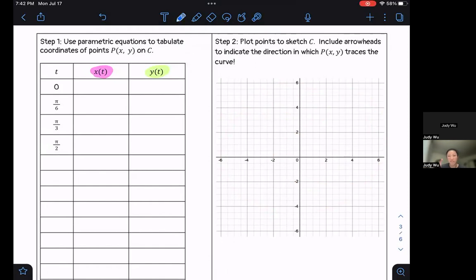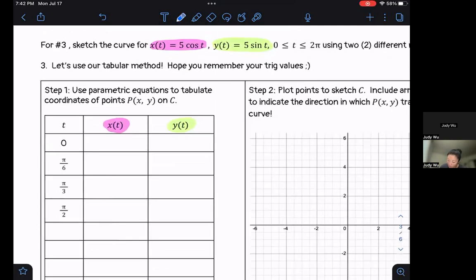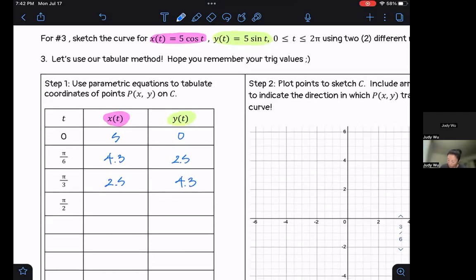Let's round to like 3 decimal places and see where that gets us. If we put in 0, we should get 5 for x and 0 for y. If we put in pi over 6, we should get 4.3 for x and 2.5 for y. If we plug in pi over 3, we should get 2.5 and 4.3. And if we plug in pi over 2, we should get 0, 5.